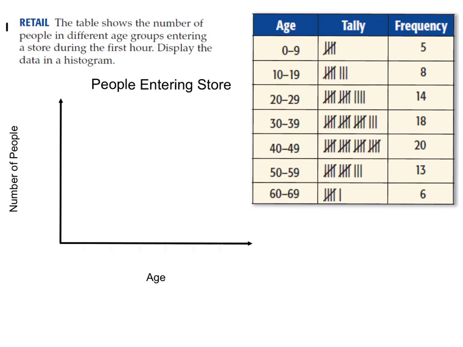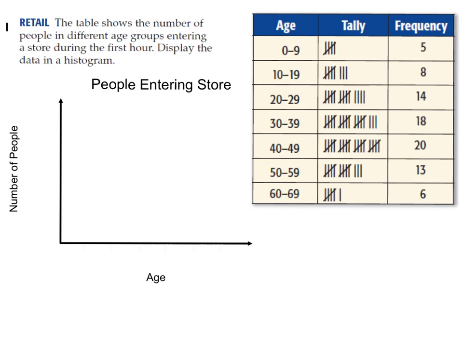Okay, now it's your turn. The table shows the number of people in different age groups entering a store during the first hour. Display the data in a histogram. Now I already have the histogram labeled with a title, and I have the X and Y axis labeled. Go ahead and draw this in your notebook, see if you can make all of the bars on your histogram correct, and then push play to check your answer.